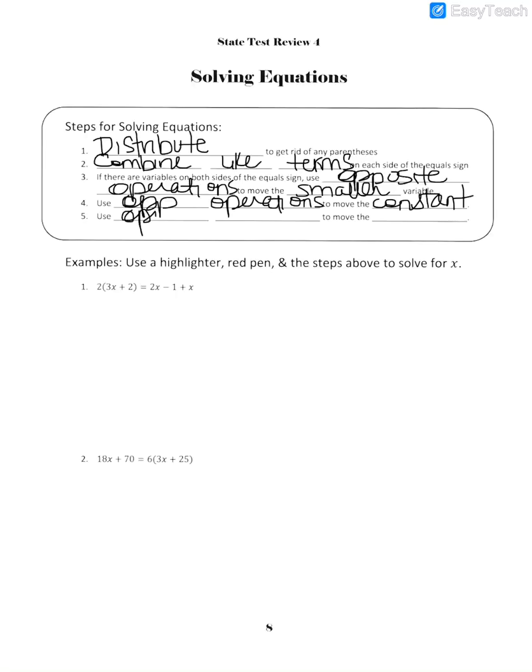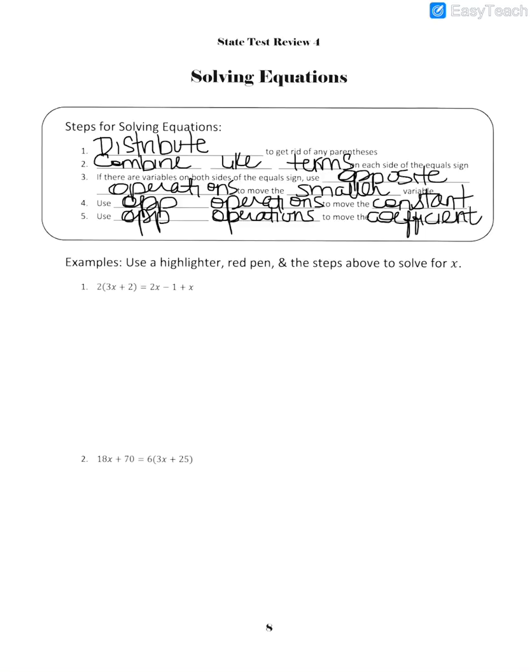Next, if there are variables on both sides of the equal sign, use opposite operations to move the smaller variable. Use opposite operations to move the constant. And remember, that's the number that doesn't have an x on it or a y or anything else. And then use opposite operations to move the coefficient. That's the number that's with the x.